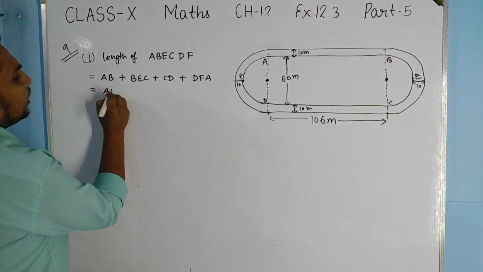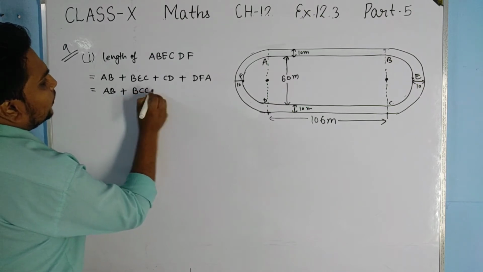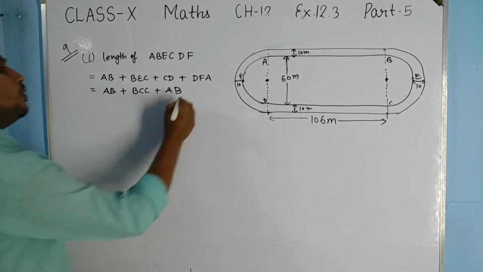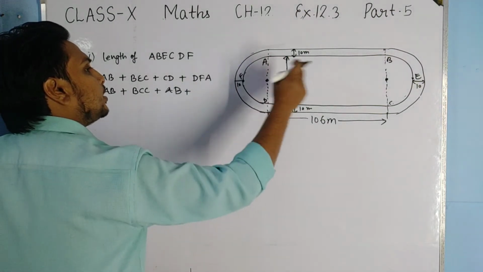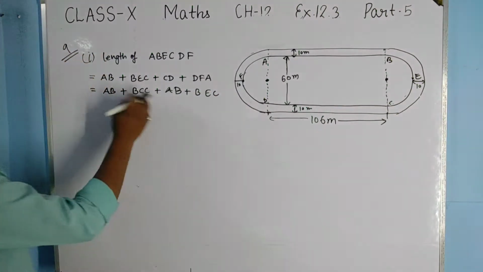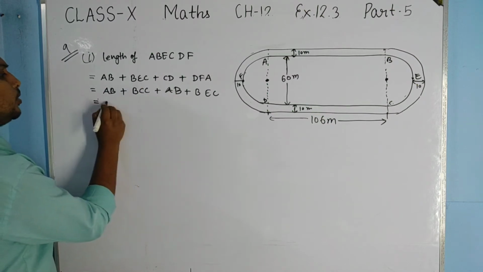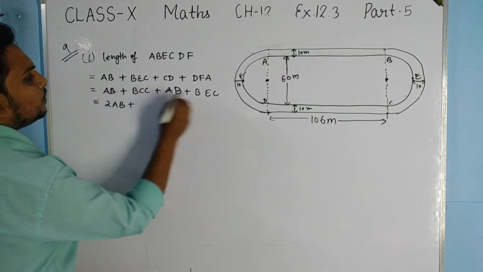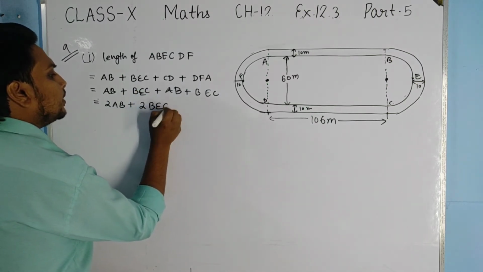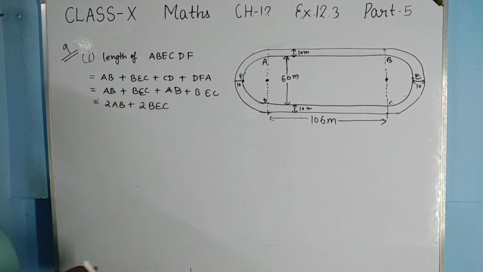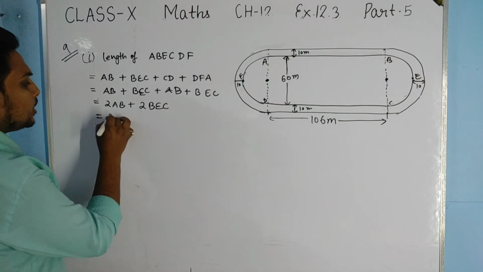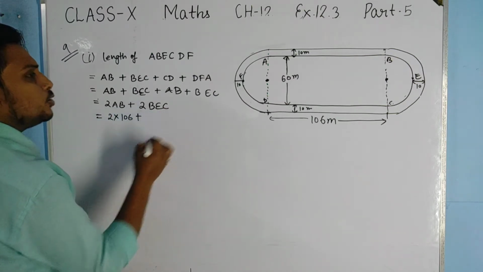So you can write AB plus BEC plus AB. In place of CD you can write AB because that is equal, and in place of DFA, this semicircle, you can write BEC. Now AB plus AB is 2AB, and BEC plus BEC is 2BEC. The length of AB is 106, so 2 into 106 plus 2BEC.